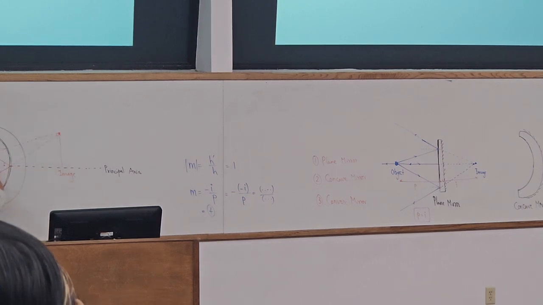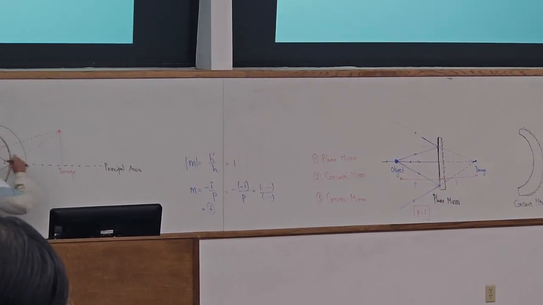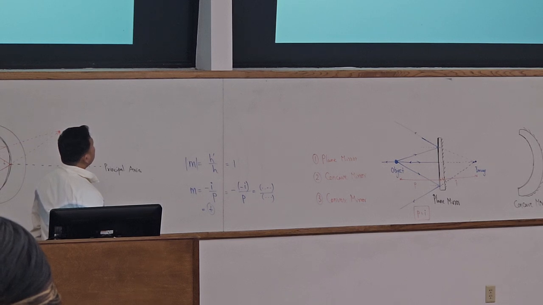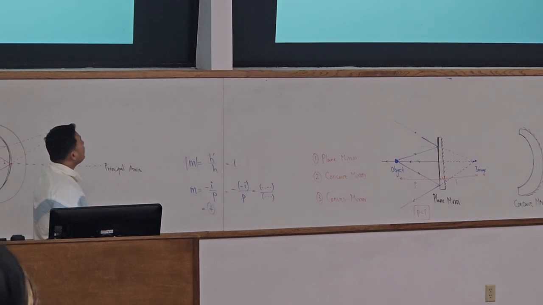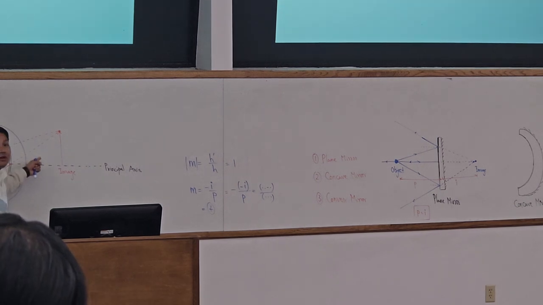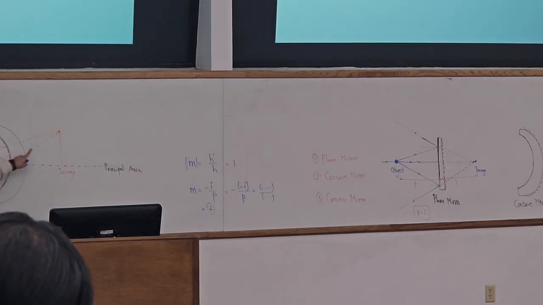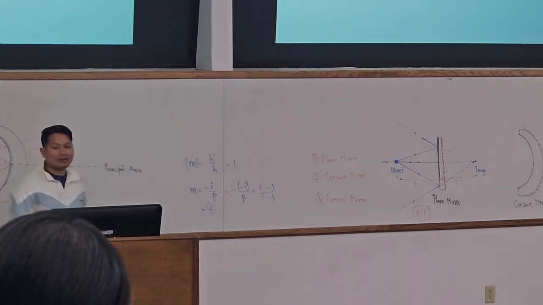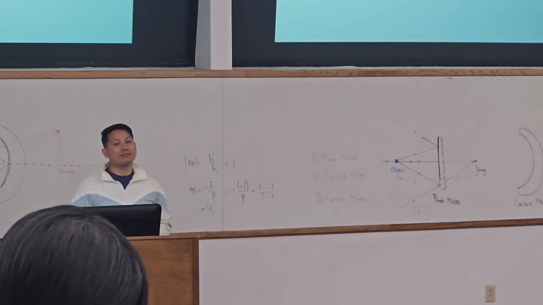If you are inside the focus, definitely you have a virtual image, and it's going to be on the opposite side of the object. So if you have an object inside the focus, the image location is going to be on the opposite side of the mirror. The type is virtual. What about orientation? The object is upright, so your image is going to be upright also. Not important. What about focus? For a concave mirror, is it a real focus or a virtual focus? Real. That means it should be positive.